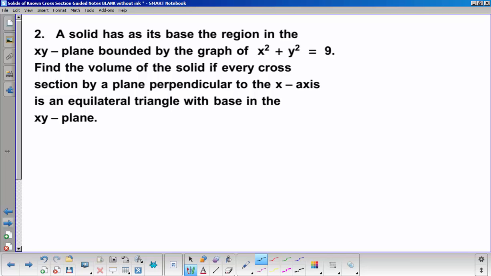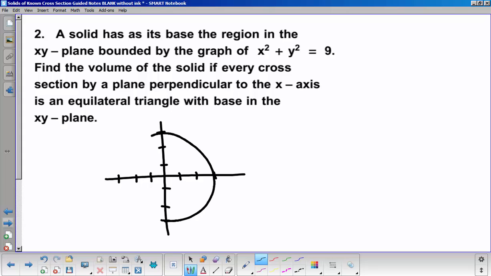A solid has its base the region in the xy plane bounded by the graph x squared plus y squared equals 9. What's that? A circle. Good. It's a circle with radius 3. 1, 2, 3. So here's our circle, radius 3.